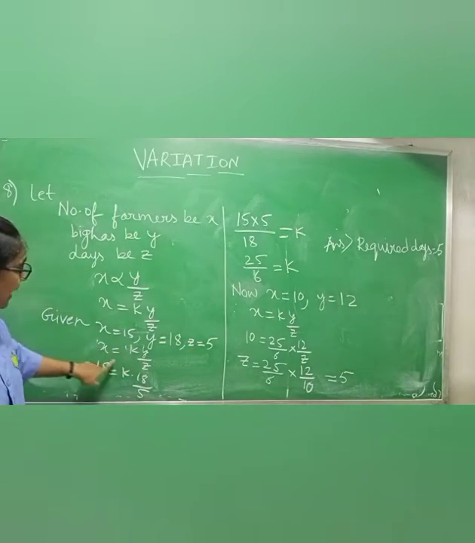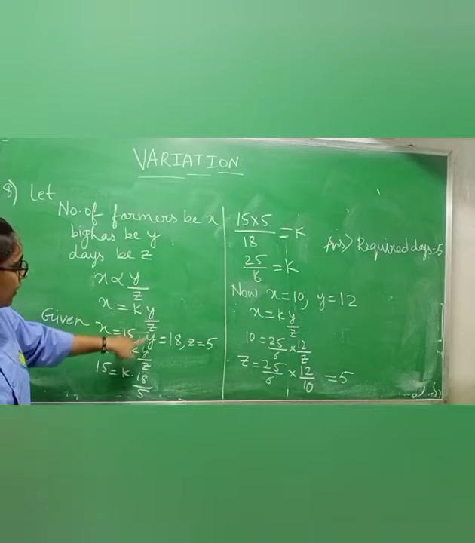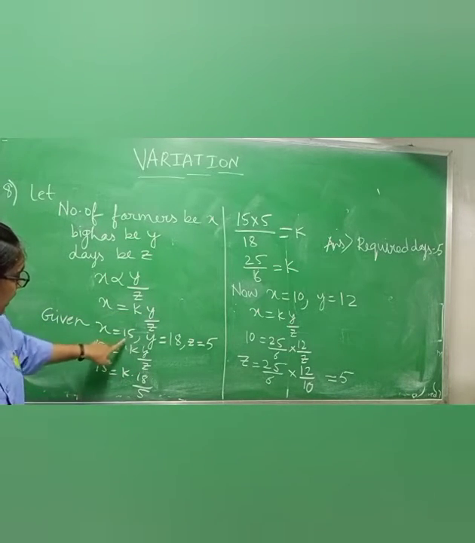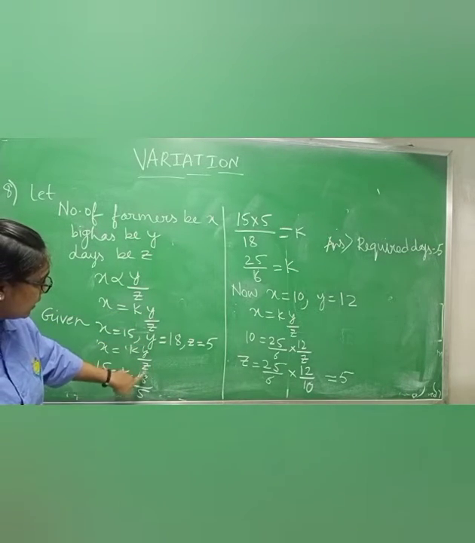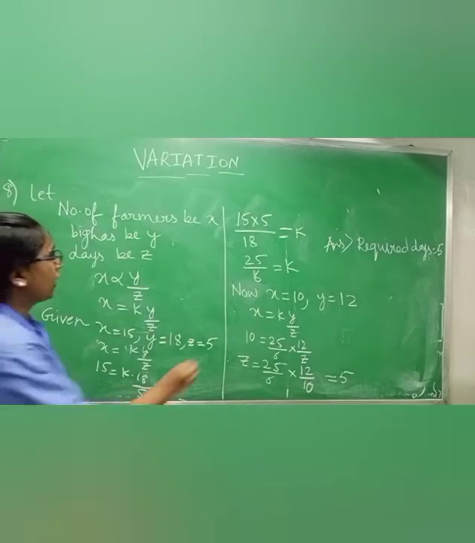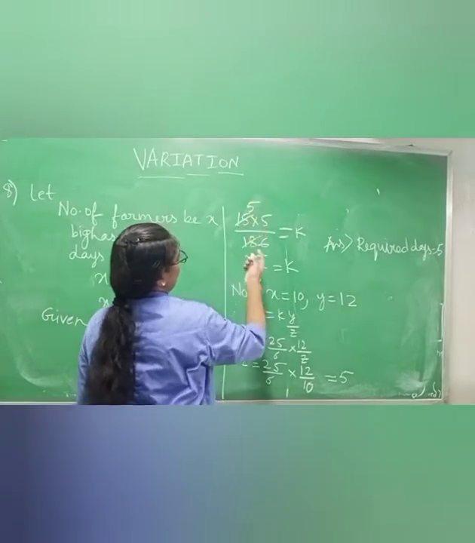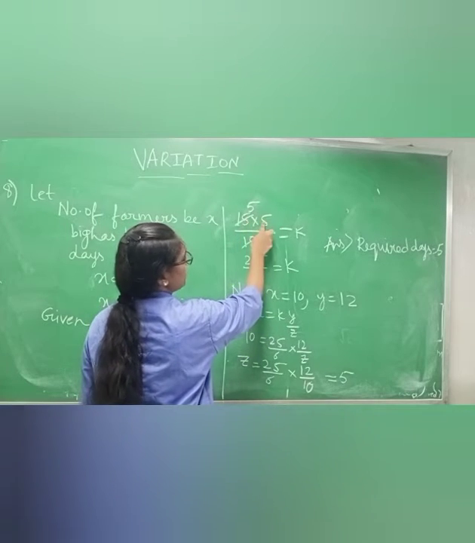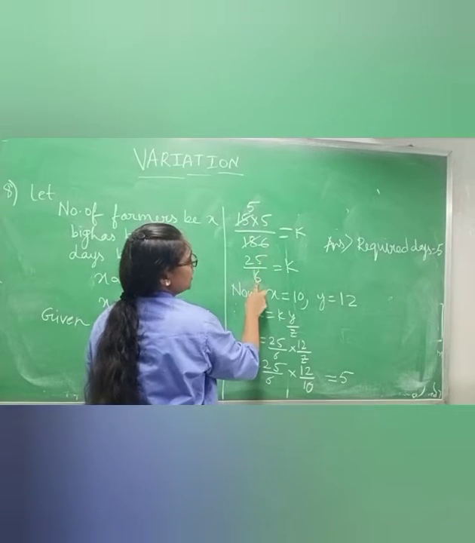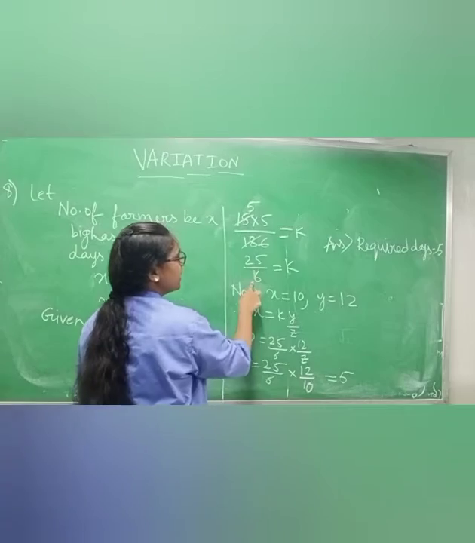I am just putting the value in this one, x equals k y by z. I am putting the value x equals 15, y equals 18, z equals 5. Now you can cancel this one. 3 6s are 18, 3 5s are 15. Okay, now it will not cancel. 5 5s are 25, 25 by 6. K value you are getting is 25 by 6.